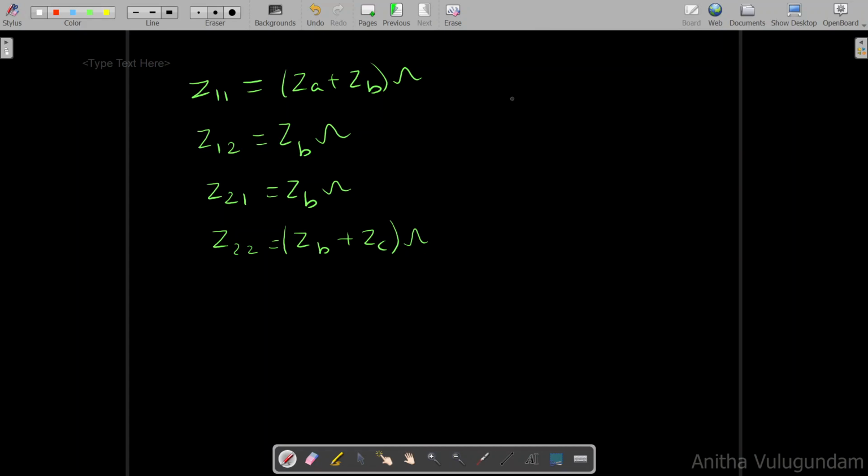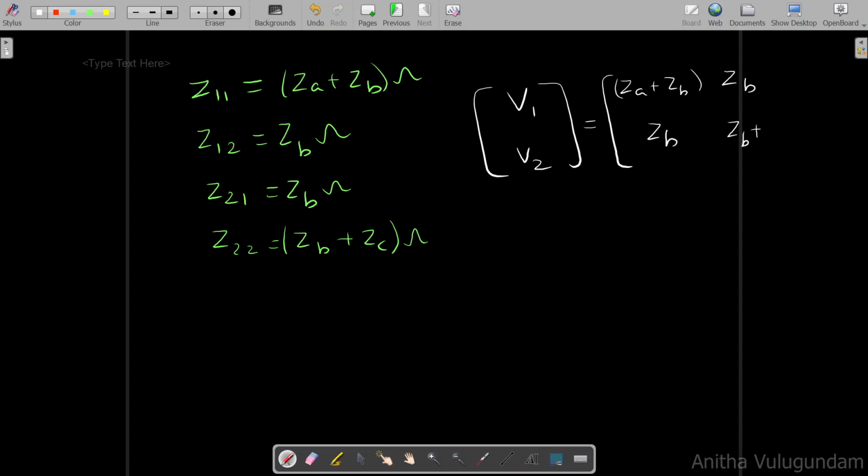Right? We can write the final equations as V1, V2 equal to the matrix Z11 ZA plus ZB, Z12 ZB, Z21 ZB, Z22 ZB plus ZC, times I1, I2. This is how we can find the Z parameters for the given circuit shown in the figure.